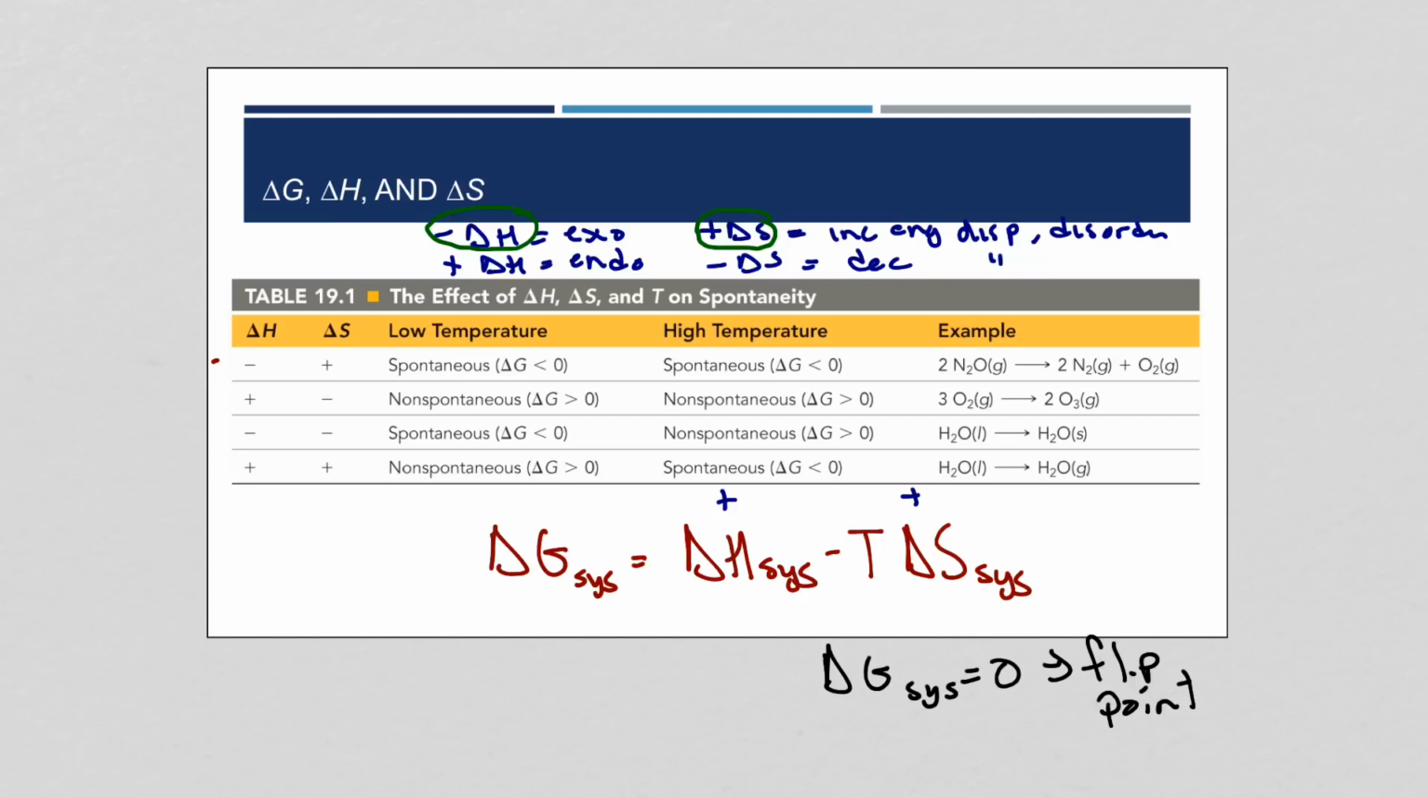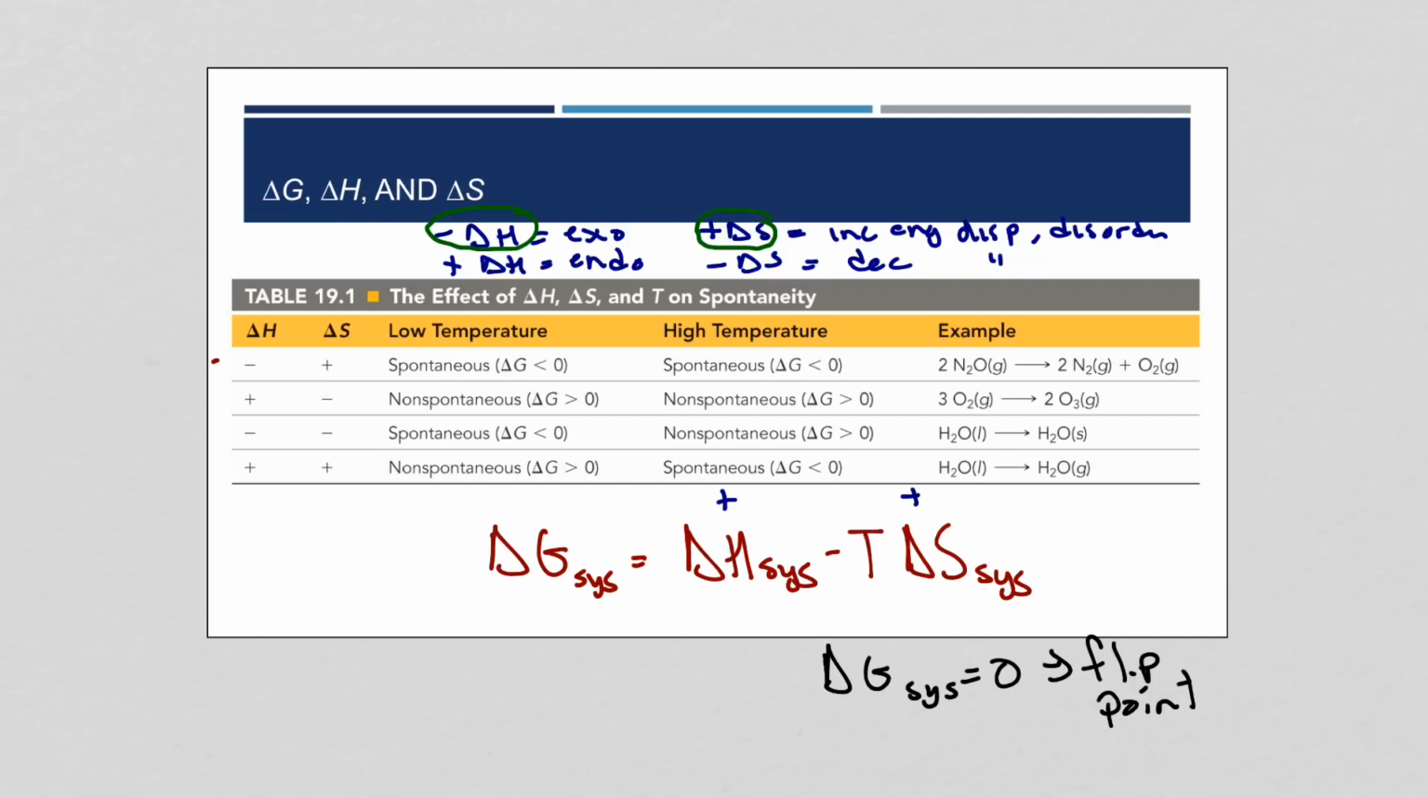And again, that exact temperature is going to depend on the process, and we can determine when that flip occurs if we set delta G of the system equal to 0 and see what temperature that occurs at. Okay. So that describes the four possible scenarios we can have in terms of the signs of delta H and delta S.